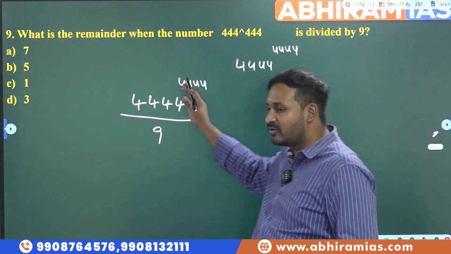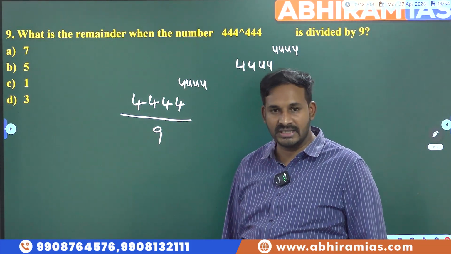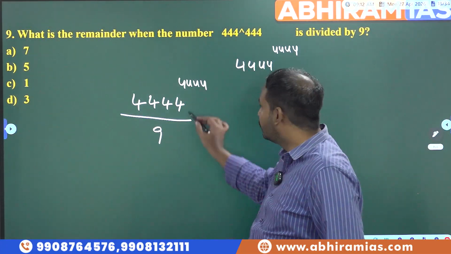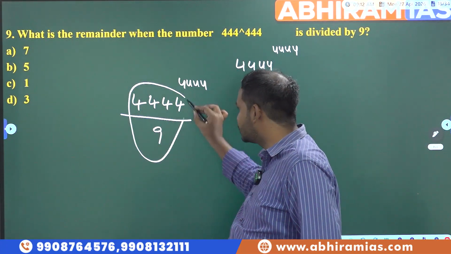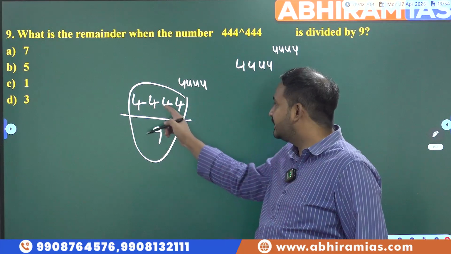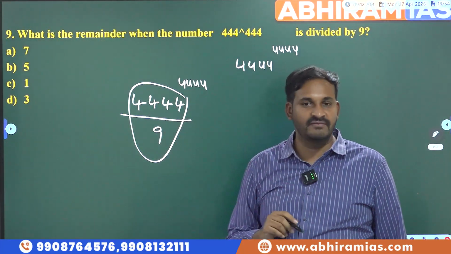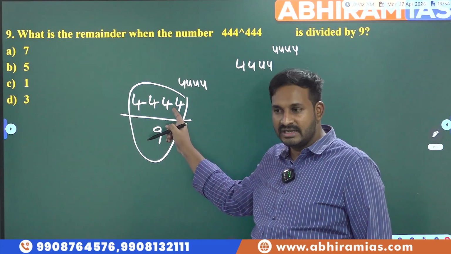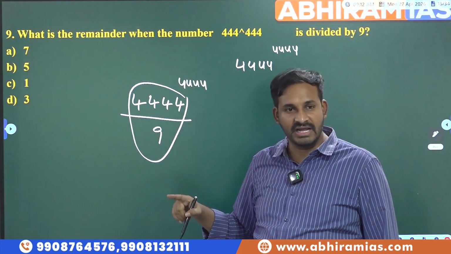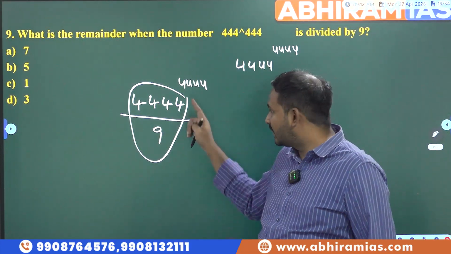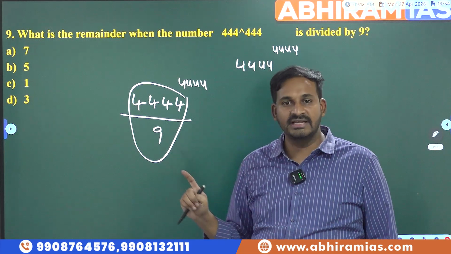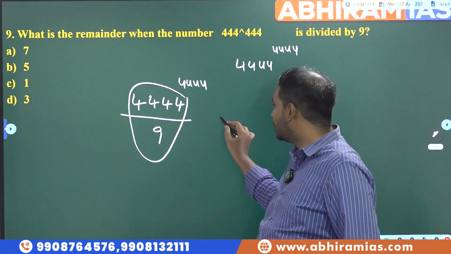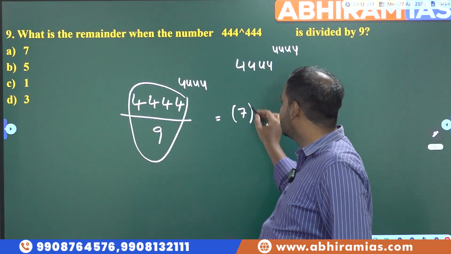ఫస్ట్ ఫర్గెట్ అబౌట్ ద పవర్. ఇంతకుముందు కూడా మనం అదే చేసినాం కదా. ప్లీజ్ ట్రై టు ఫైండ్ వాట్ ఈస్ ద రిమైండర్ ఫర్ 44 by 9. 44 by 9 రిమైండర్ ఏమొస్తుందండి? ఒకసారి చూడండి. 9 4s are 36. I will be left with 8. 84 అవుతుందా? 9 9s are 81. I will be left with 3. And it will become 34. 9 3s are 27. I will be left with what? 7. So the remainder will be 7 power 44.